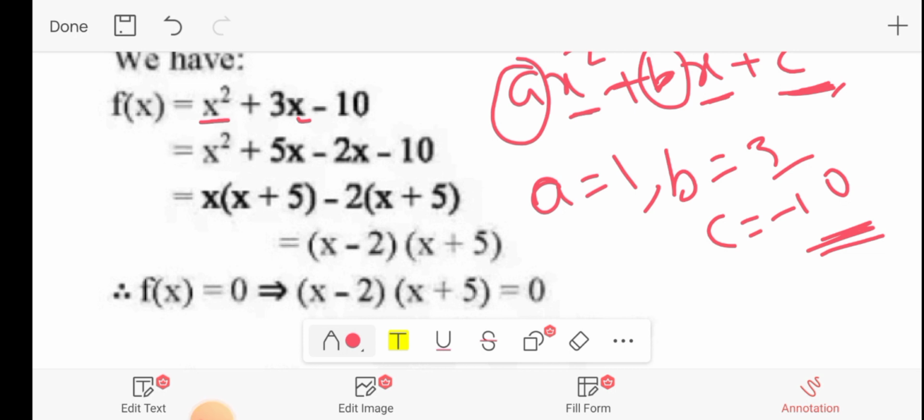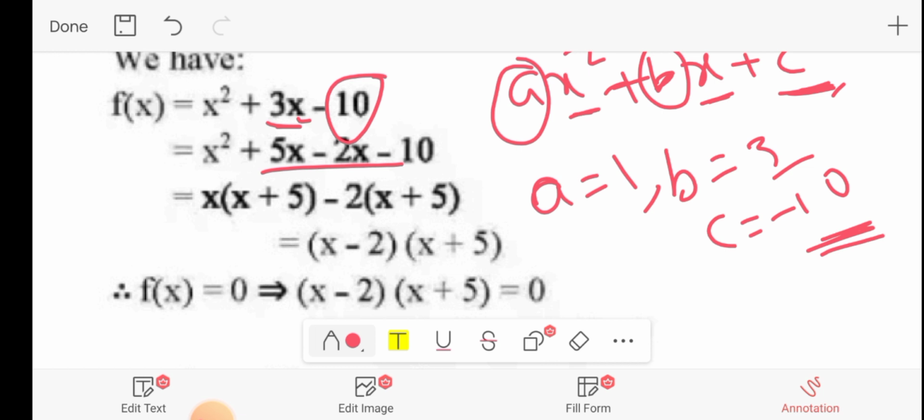For that, if we take the 3 terms, nothing is common. In 2 terms we can take x, but the third term will be alone. So we can't do any factors. Which method will we follow? We will follow middle term splitting. What is the middle term here? 3x. We will split 3 in such a way that on multiplying we get minus 10 and on addition or subtraction we get 3.